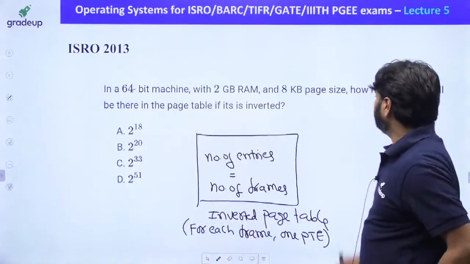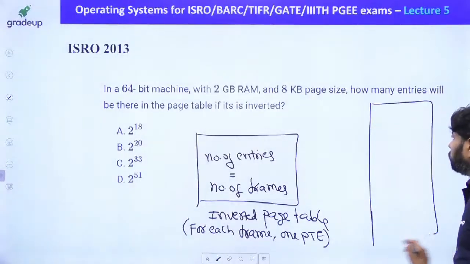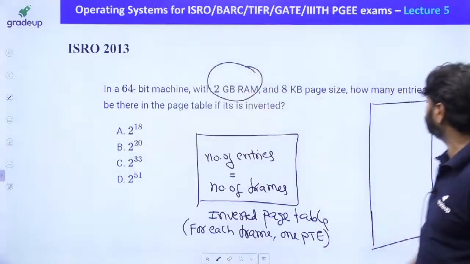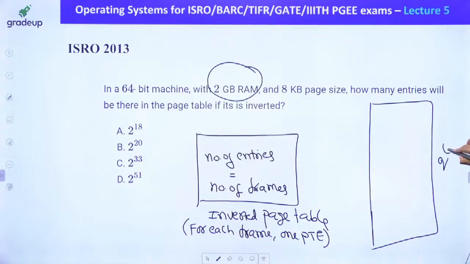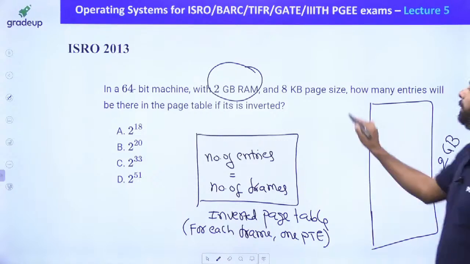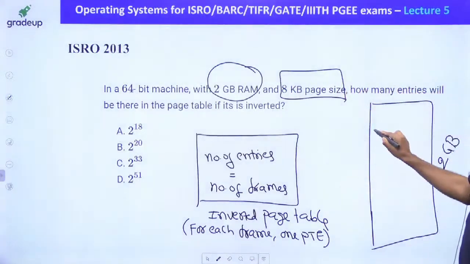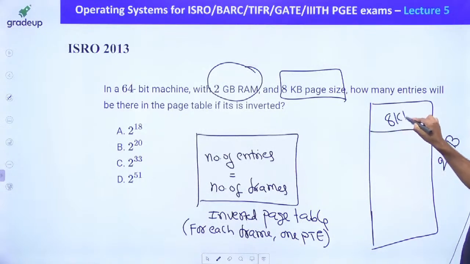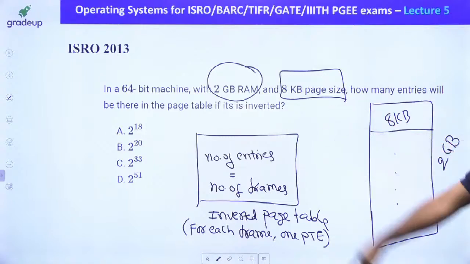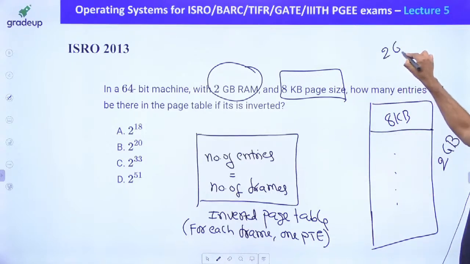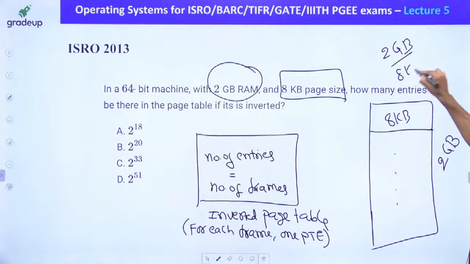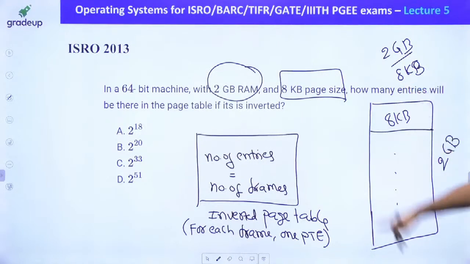If this is the main memory, the total size is given as 2 GB RAM. The total size is 2 GB, and the page size is given as 8 KB. So the frame size is also 8 KB. Then how many such frames are there? Then 2 GB by 8 KB. This many frames are there, guys.